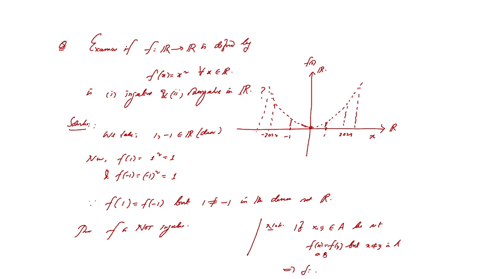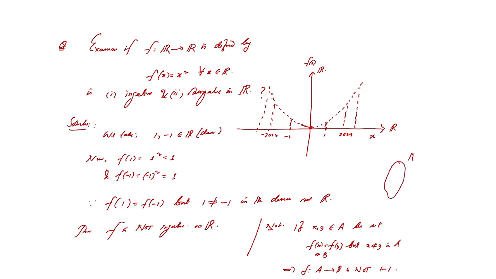So that means f is not injective. Recall that in that case we proved that f is not injective on R. You can take 2 and minus 2, 3 and minus 3, 4 and minus 4, 100 and minus 100, no problem. In all cases, you will show that two elements have the same image.